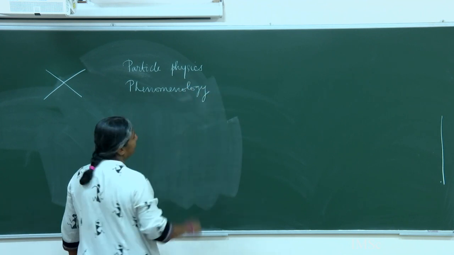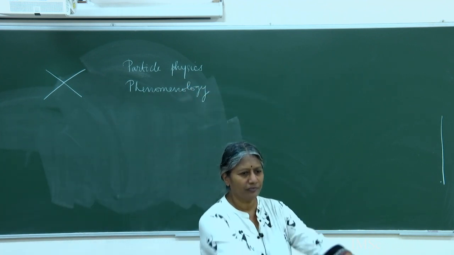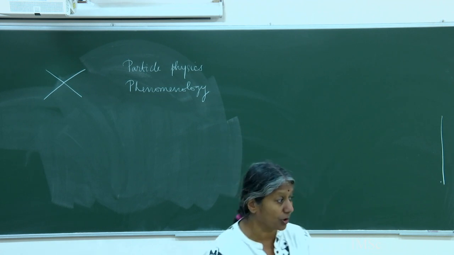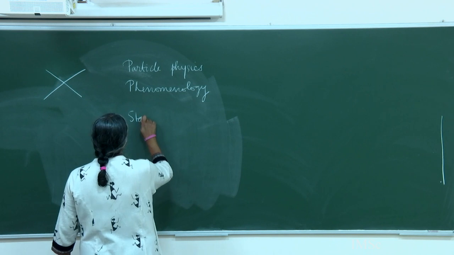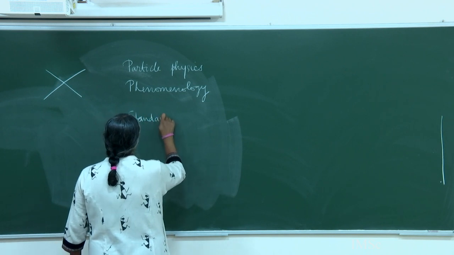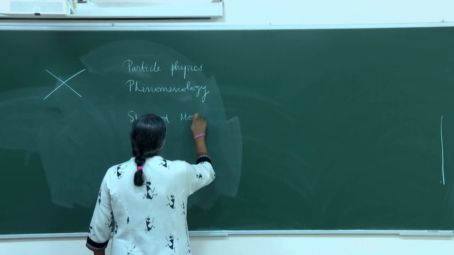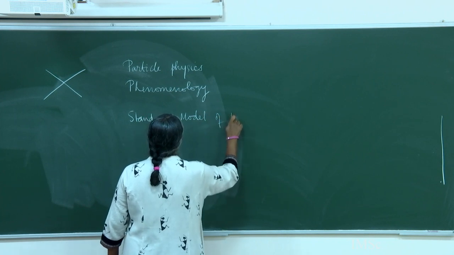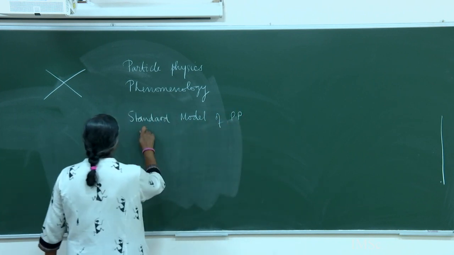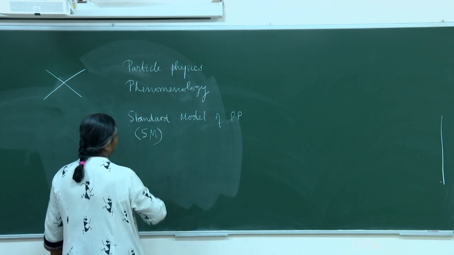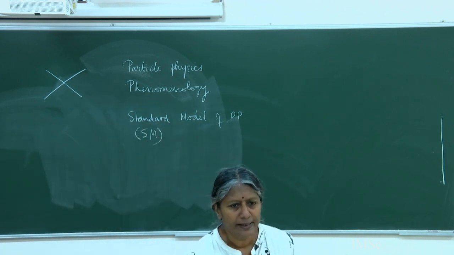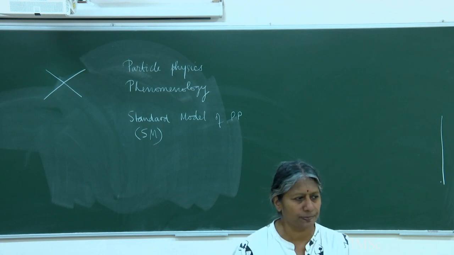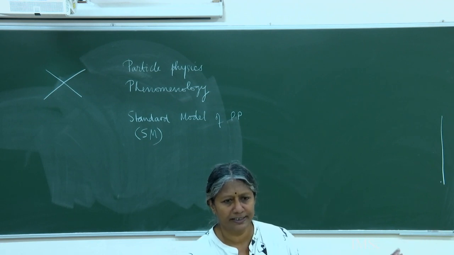So as the name implies, you observe the phenomena and then you write a model for it. So it's called the standard model. It's not a theory, it's a model. So we are writing the standard model of particle physics. It's usually called SM. And this is simply by observation. It's a model; you have to be able to explain the phenomena that you see in nature.